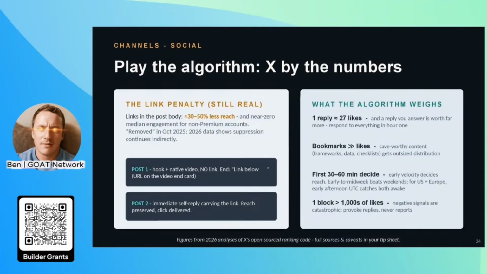Bookmarks are massively overweighted, to be honest. So make save-worthy content like frameworks, checklists, data, things that people are actually going to want to refer back to. Because if people are bookmarking your posts, the algorithm is going to show them on a lot more people's feeds. It's telling the algorithm that that post is valuable if there are a lot of bookmarks on it. They say that the first 30 to 60 minutes decides the post's fate. So early velocity is everything.